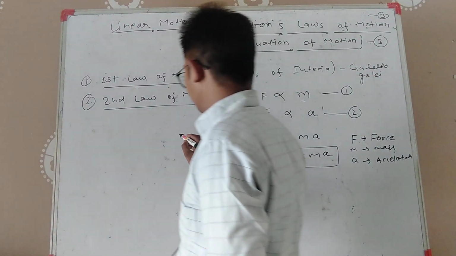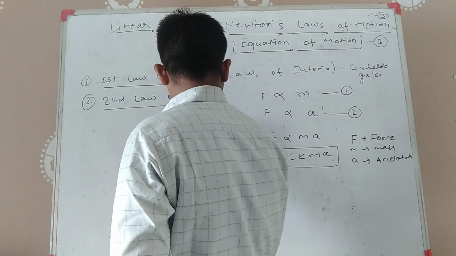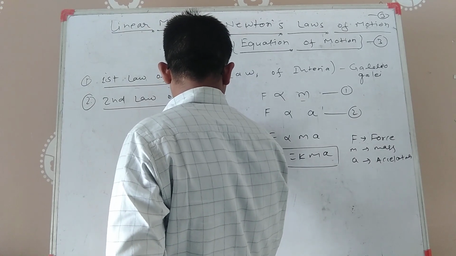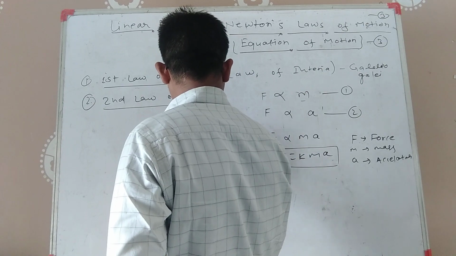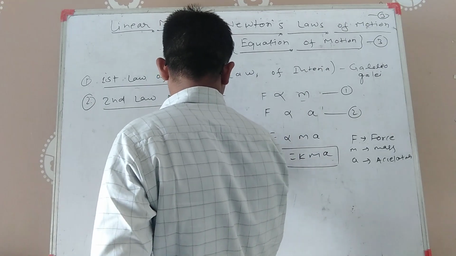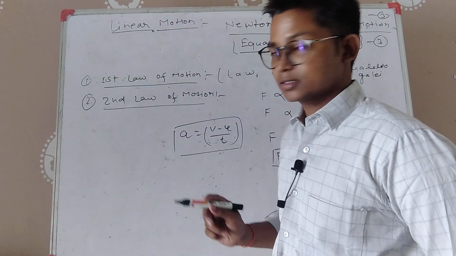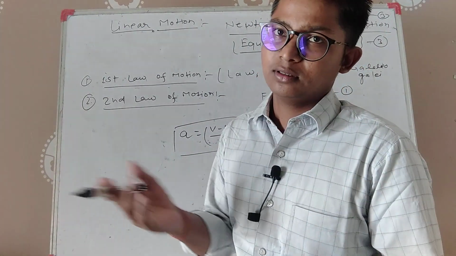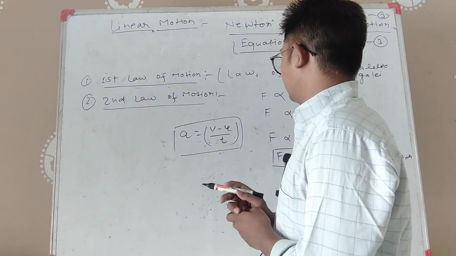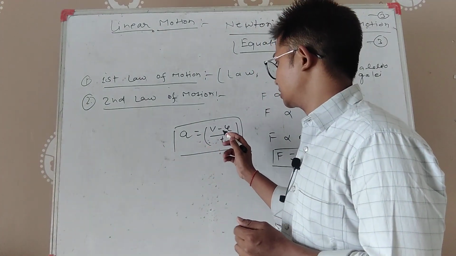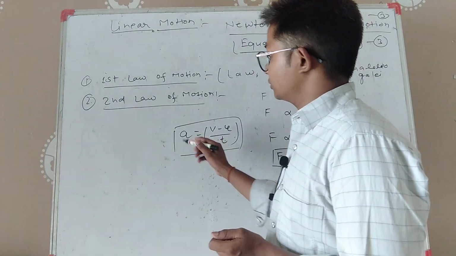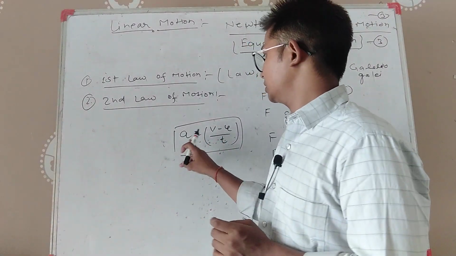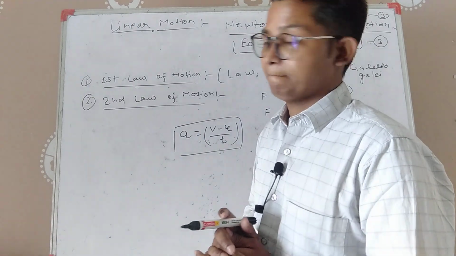And what is acceleration? Acceleration is the change in velocity with respect to time, which is defined as acceleration. If an object is performing a motion, which can be linear or non-linear, and has acceleration a, then it can be defined as the change in velocity with respect to time. That means a equal to (v minus u) by t.